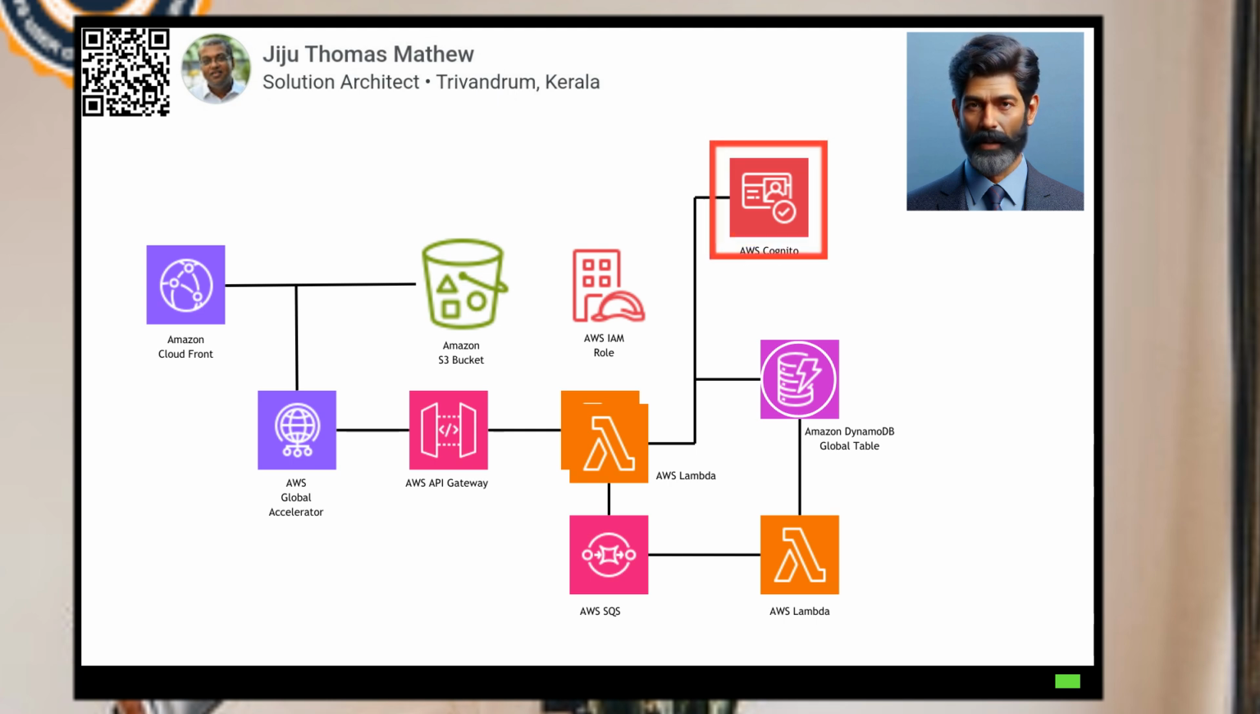AWS Cognito. For user authentication, this architecture suggests to use AWS Cognito. Cognito enables social login, allowing players to sign in using their existing social media accounts like Facebook or Google. It manages the authentication process, ensuring secure access to the game while providing a seamless user experience.